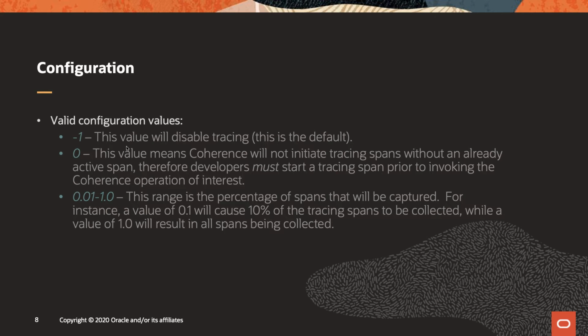And then lastly, a range of between 0.01 and 1.0. This is basically a percentage of spans that will be captured. So a value of 0.1 will mean 10% of the spans will be captured, while a value of 1.0 will result in all spans being collected. Let's go ahead and look at a quick demo.